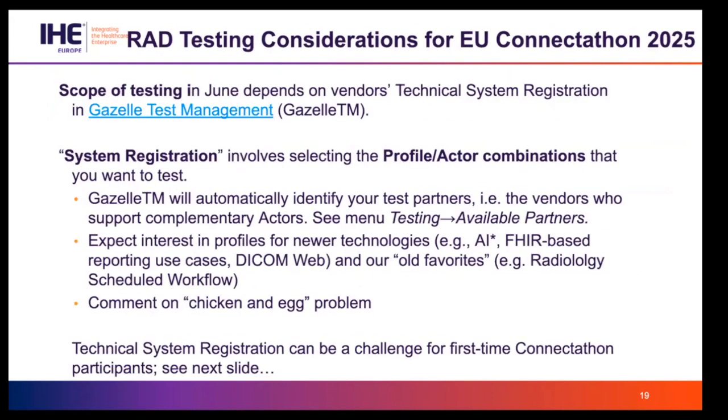So from a radiology point of view, a common question we have during the system registration period, which is happening now until the middle of March, is what are we going to test in Vienna? And the answer to that question is dependent upon what vendors bring to the table to test. So system registration, the technical registration that Ann Gale described, involves you as a system under test selecting the profile and actor combinations that you have implemented to address your portion of a specific use case.